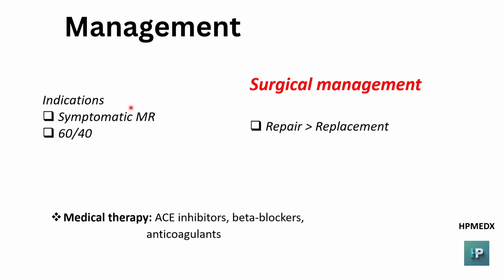And then the surgical management. Here the repair of valve is preferred over replacement of valve. And then these are the indications like symptomatic mitral regurgitation and the 60-40 rule. That is, these are the things present in severe mitral regurgitation. So surgery is recommended in all severe mitral regurgitation cases.